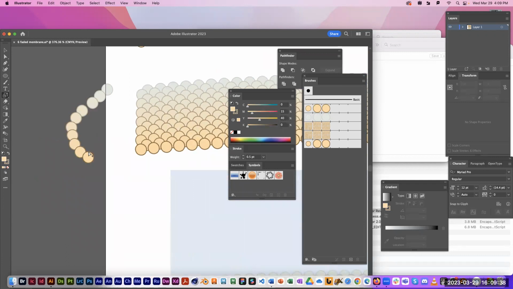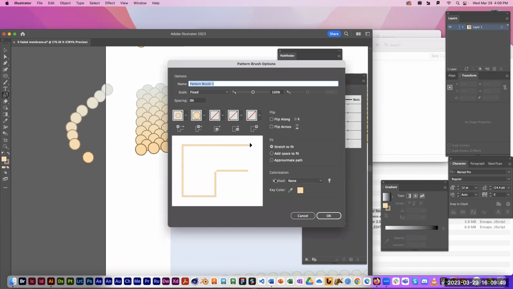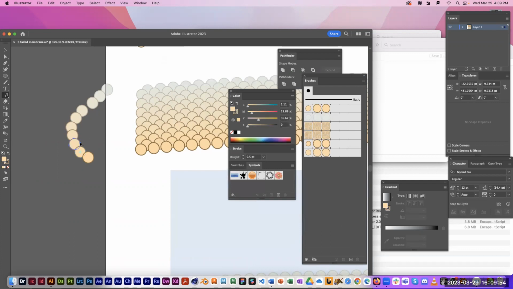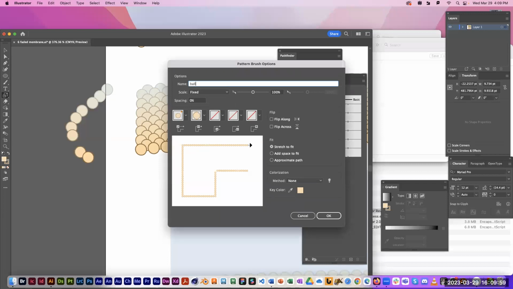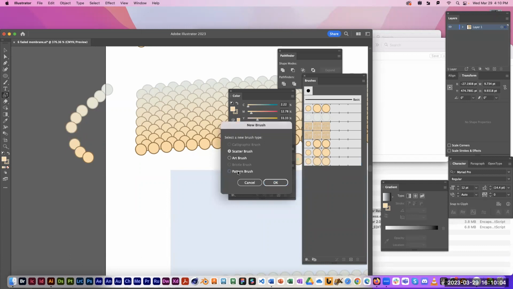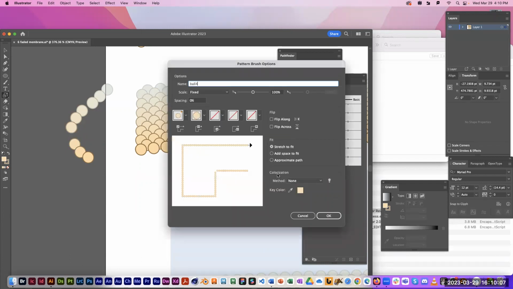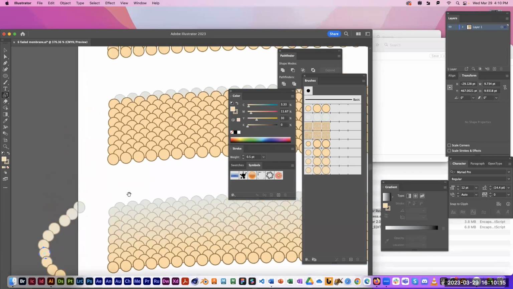So what I could do now is take each of these objects and drag them into my brushes palette and call this one ball 2. Take the next one, drag it in there, pattern brush, ball 3, ball 4, and so on. And I won't do them all. But what that means is I've got a bunch of little balls that are gradually changing in color.